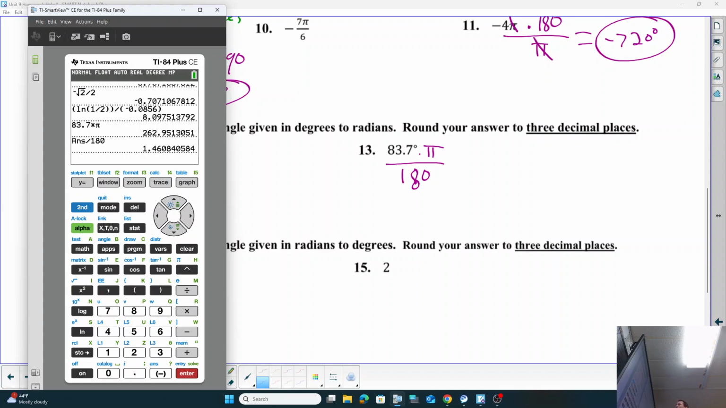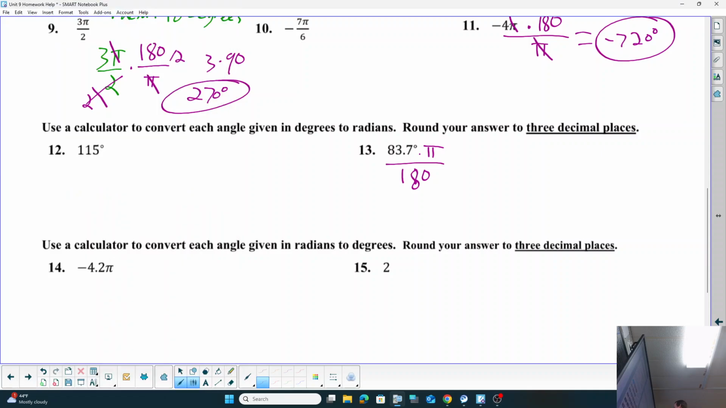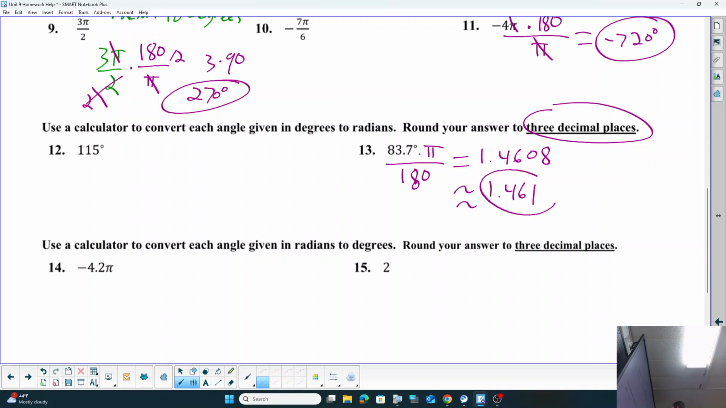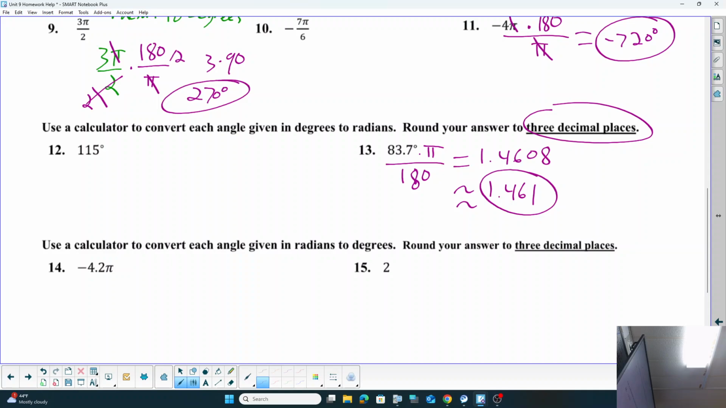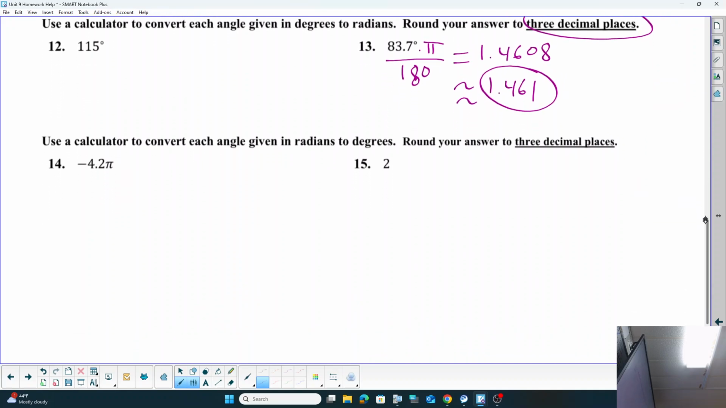Okay, so we get 1.4608, which is going to be 3 decimal places. So that's going to be 1.461. Looks pretty accurate to me. Okay, so you try 12. You got this. Times by pi, divide by 180.